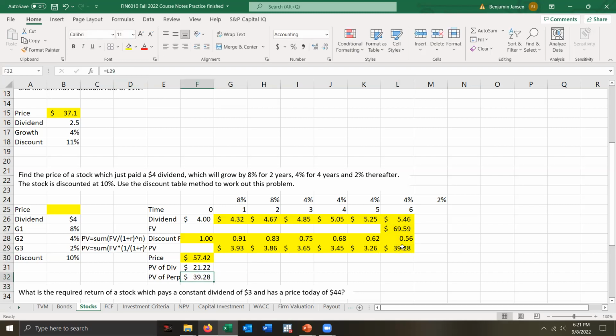Could we see that again? Yes. Thank you. What exactly do you want to see again? F30. Oh, you're just adding up the totals of those.